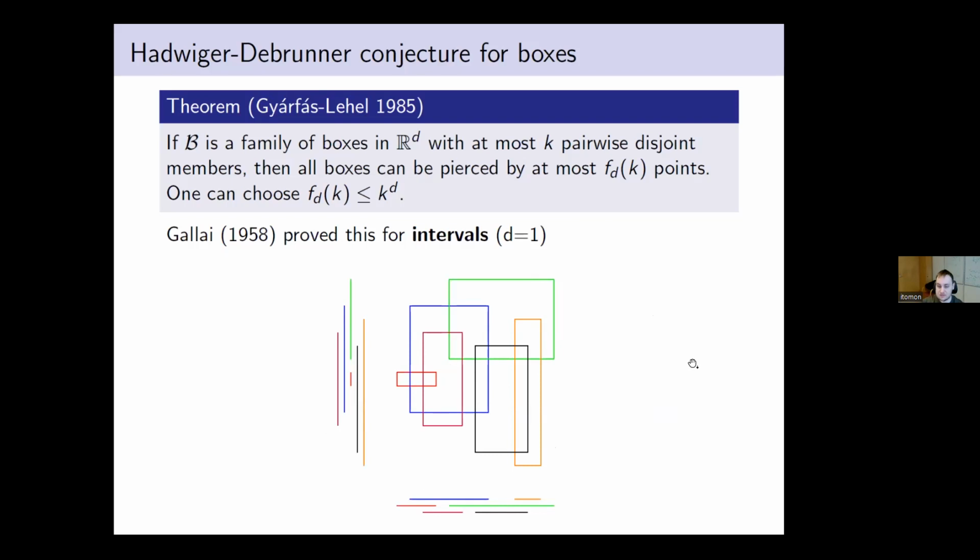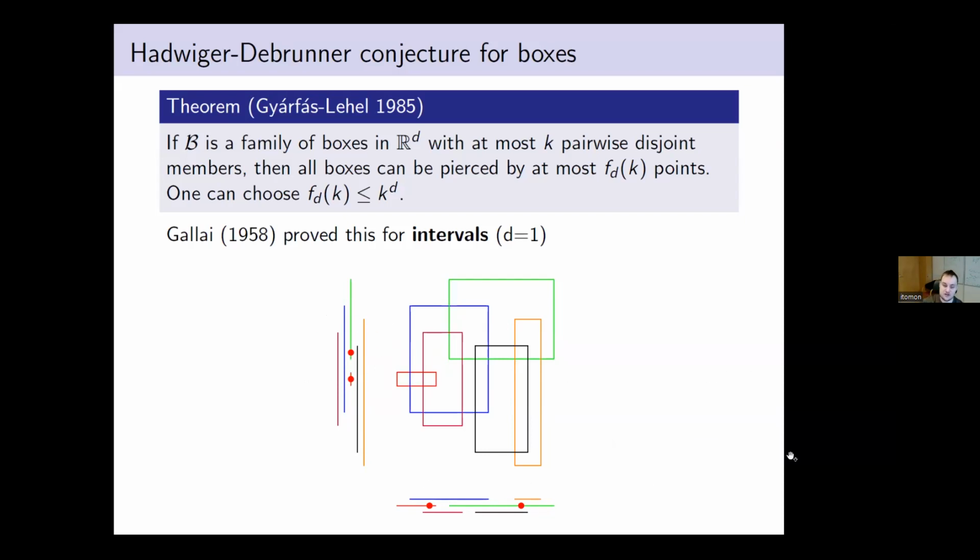Now, an important observation is that if 2 boxes intersect, then the projected intervals intersect in every direction. So this means that if our family does not contain more than k pairwise disjoint boxes, then none of these systems of intervals contains more than k pairwise disjoint intervals. So in particular, for each system of intervals, we can find k points that pierce them.